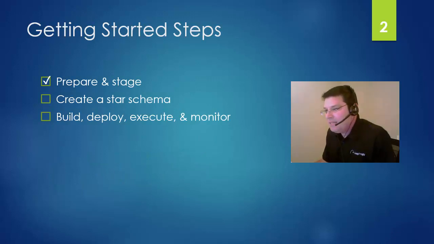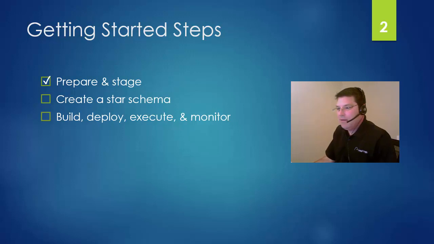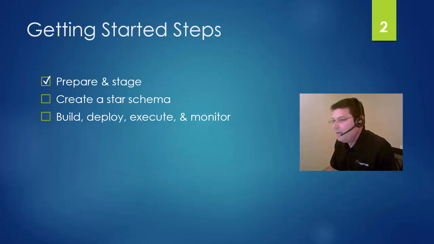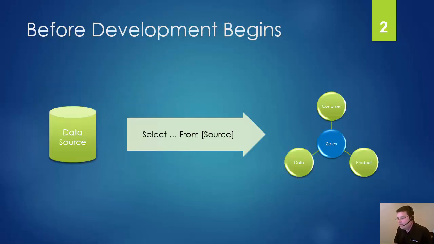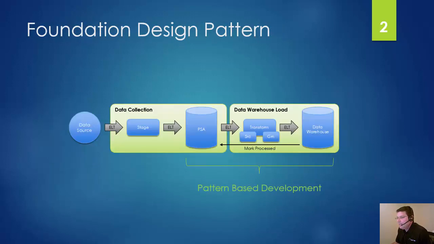Okay, so as I mentioned, we've got our environment set up. We've created a few stage components. Now what we're going to do is create all the data flow required to load a little star schema. And this is the dimensional model we're trying to create. We have three dimensions and one fact. Customer, product, and date dimensions, one fact table, sales. Once again, this is our foundation design pattern that we're following for this little project.